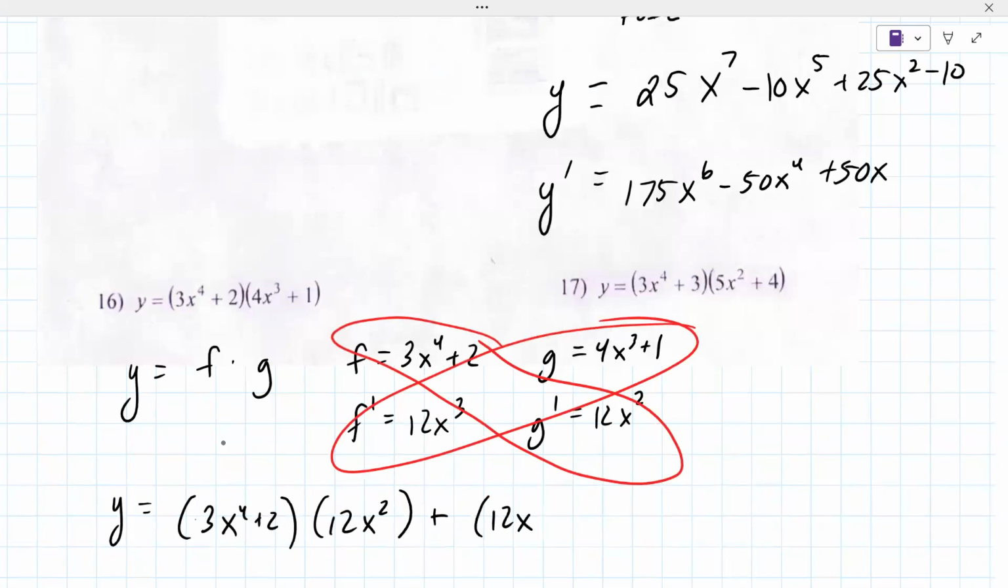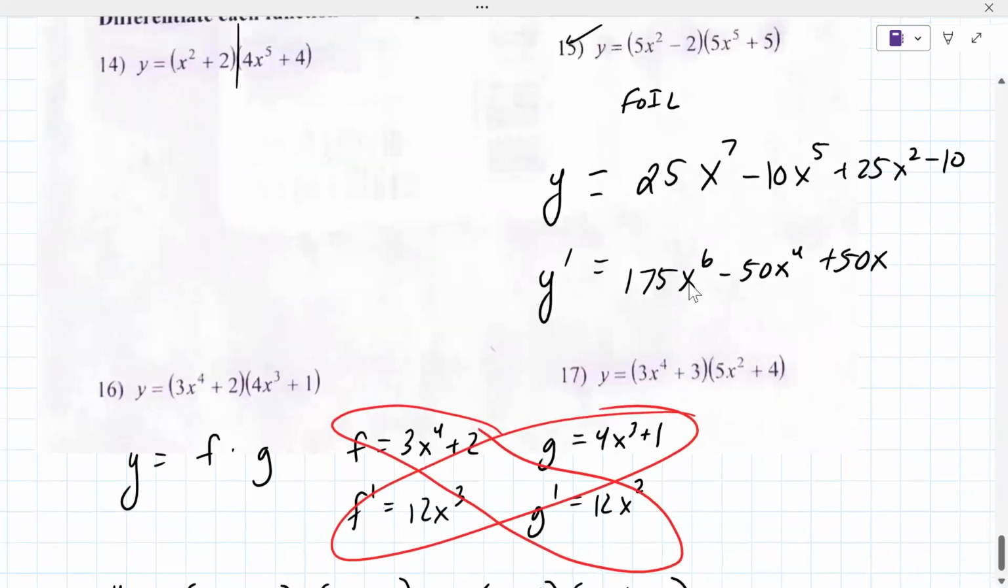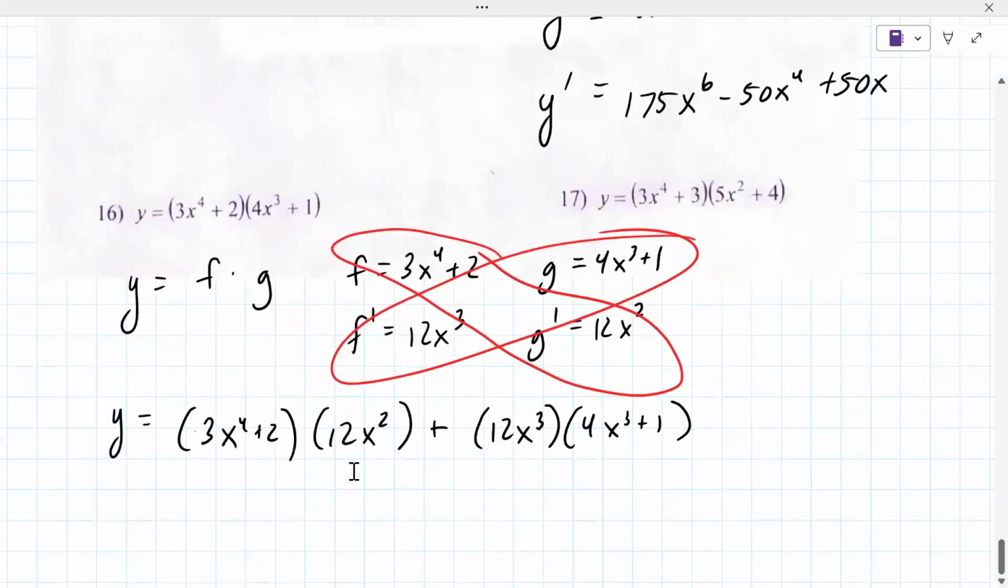So again, this comes to the point of whether you are simplifying or not. If you're not simplifying, maybe this is better. If you are simplifying, I would argue it's better to FOIL first and then use the power rule. So I don't know what to say. This one you'd have to multiply in, combine like terms maybe.